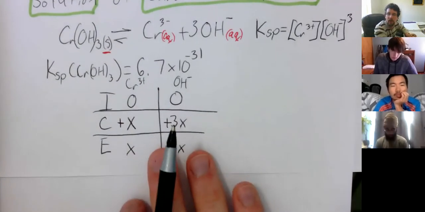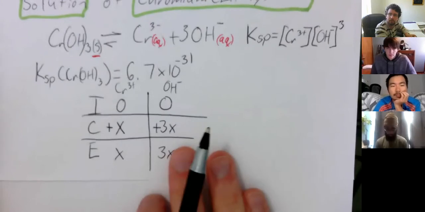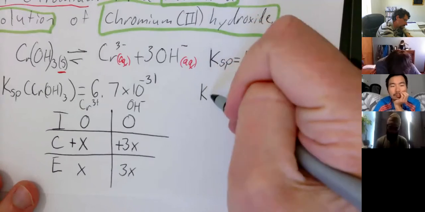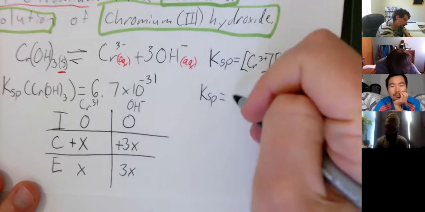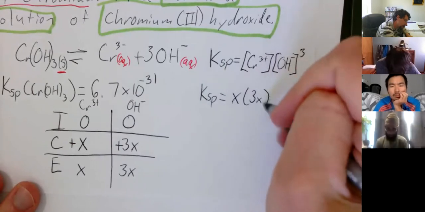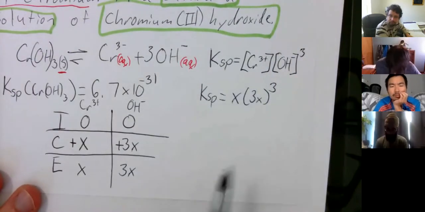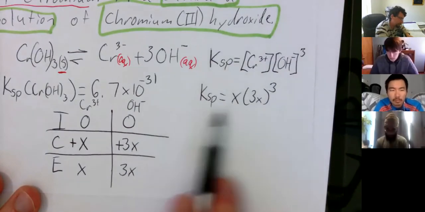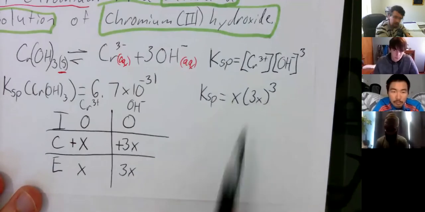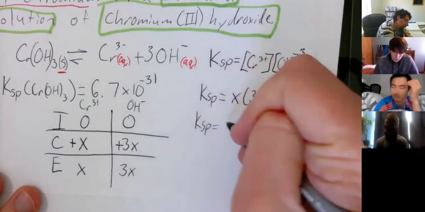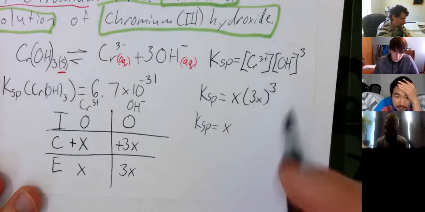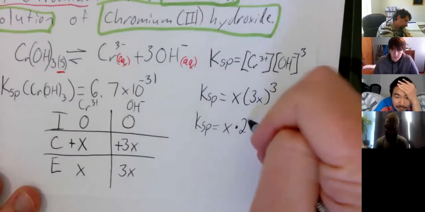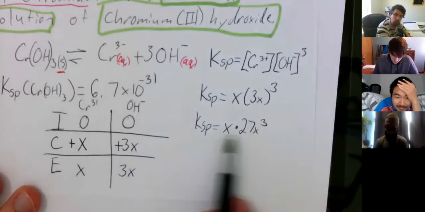Okay, what do you suggest we do now? Plug it into the equation. Okay, let's plug it into this equilibrium expression. So KSP is equal to X times 3x cubed. Okay, what now? Let's combine these terms together. So KSP is equal to X times, what's 3x cubed equal to? 27x cubed. Yep. Okay, combine this together. What does this become?